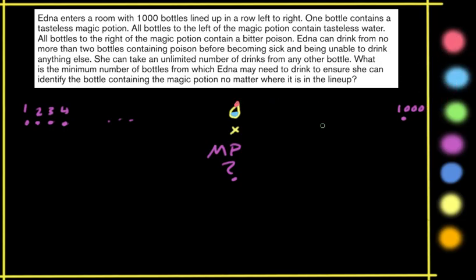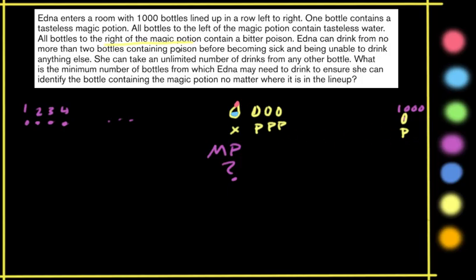Okay, that's our magic potion. All the bottles to the right of the magic potion, it says, contain a bitter poison. So there's poison. This is poison. This next one is poison. This next one is poison. All the way up to the last one is poison. And then it says Edna can drink, and it's bitter, so you can taste this poison.